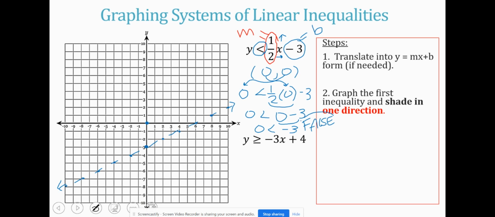So remember, if it's false, you're going to shade the side of the line that doesn't contain the test point. So if the test point is up here, it's on this side of the line, and it's false, that means we're going to shade the other side down here. So this one I'm shading down.